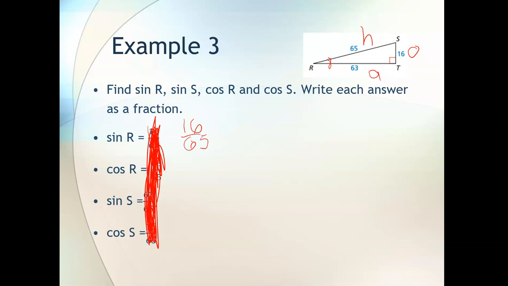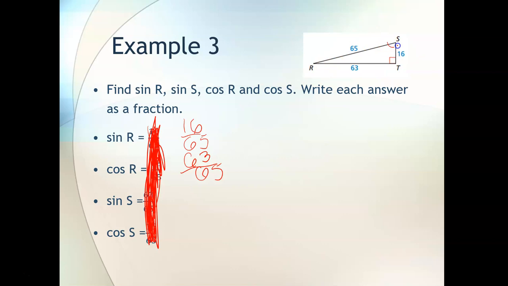Do 16 and 65 have a number that goes in both of them? No. Okay. So cosine of r is adjacent over hypotenuse, which is 63 over 65. Is there a number that goes in both 63 and 65? No. So questions on sine and cosine of r? Okay, so I'm going to erase the triangle right now.